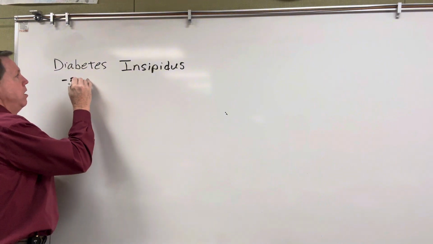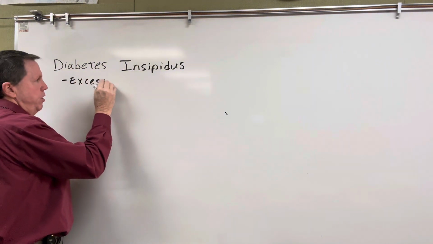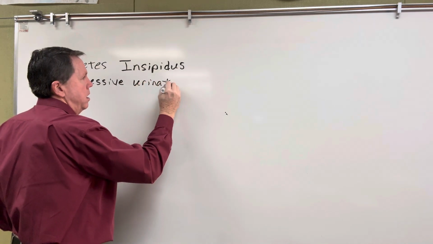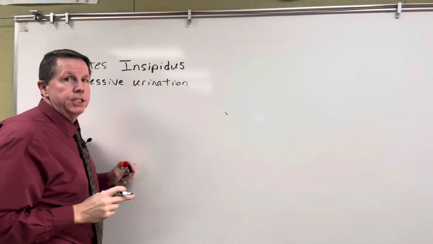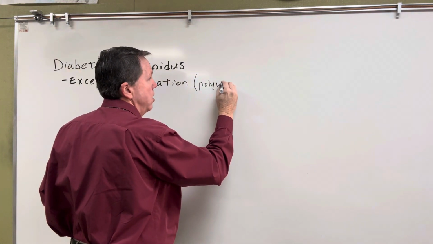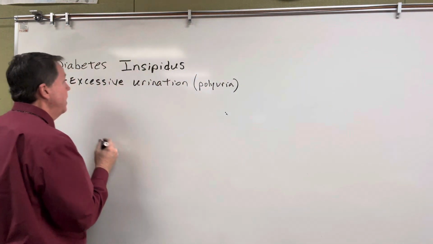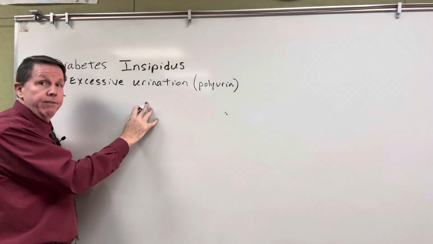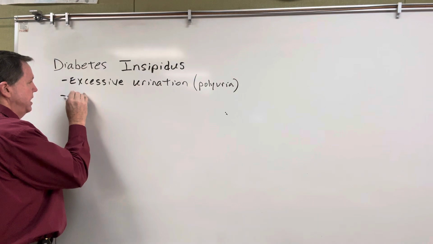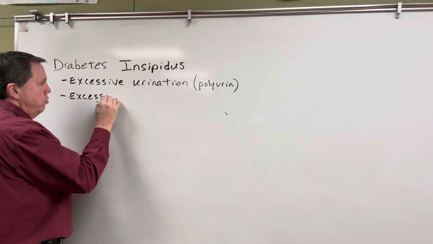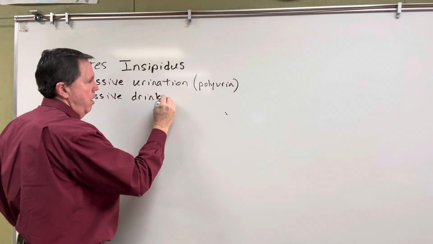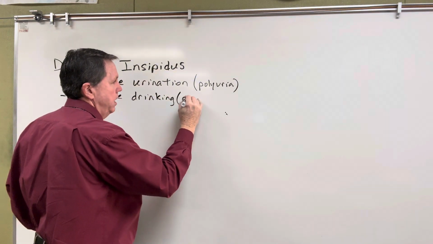Well, first of all, you're going to get excessive urination, and the excessive urination is called polyuria. The second thing that's going to happen is because you have excessive urination, people are going to have a tendency to drink a lot. So you're going to have excessive drinking, and we call this polydipsia.